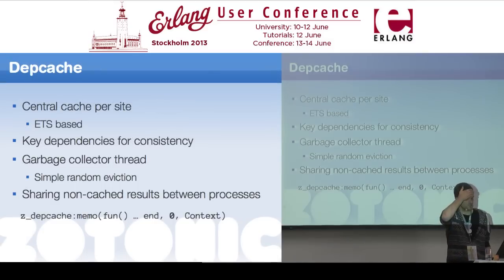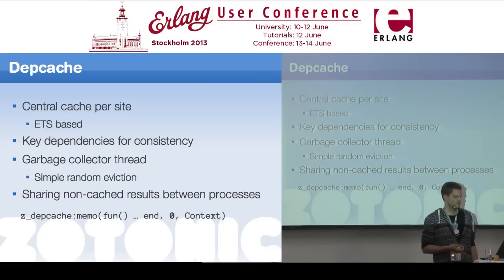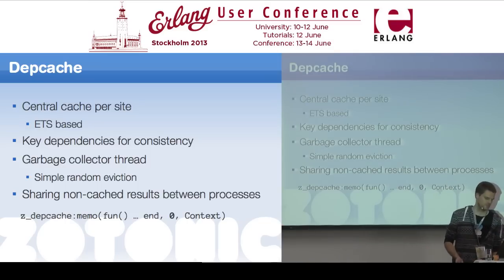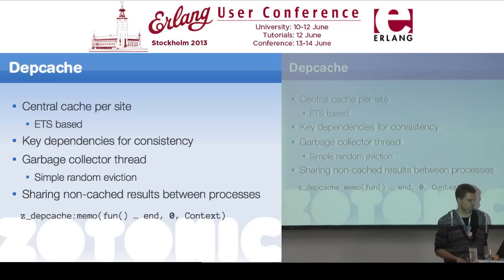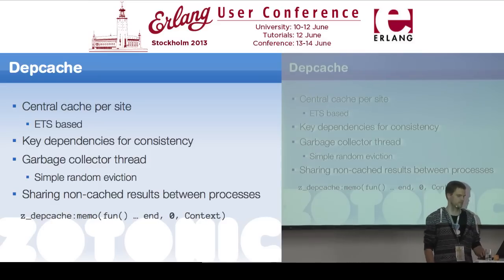Yeah, the Depcache, as I was saying, is an ETS-based central cache per site, and it also has a garbage collection mechanism which basically does random eviction. So every now and then it goes out and flushes a few keys to make sure it doesn't grow too big. Again, if it can grow too big, then at some point things can go wrong.